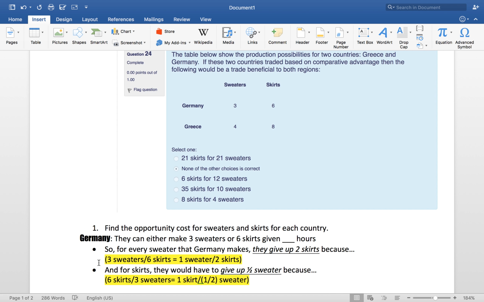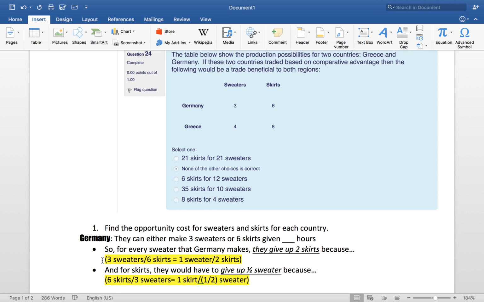Why? Well, let's do the math here. So, they can make 3 sweaters or 6 skirts. And the goal here is we want to find the opportunity cost of making just one sweater. Therefore, we want to make the numerator, which is the sweaters, 1. It is our key to focus on just the sweaters. So I was always told, as a rule of thumb, that whatever good you're focusing on, in this case the sweaters, we want to find the opportunity cost of just making one sweater. You always put that on top.